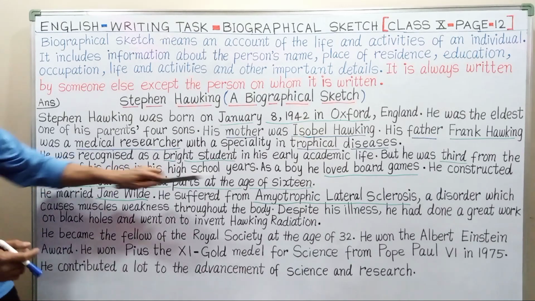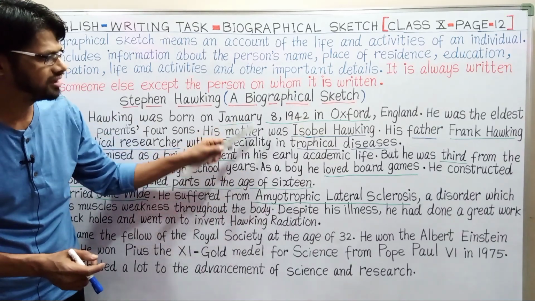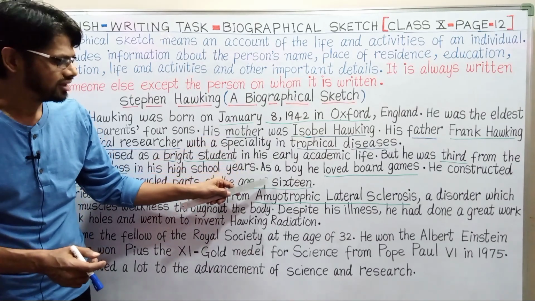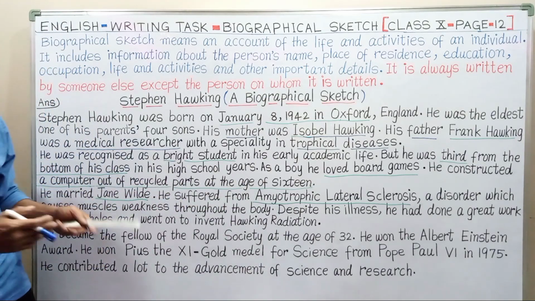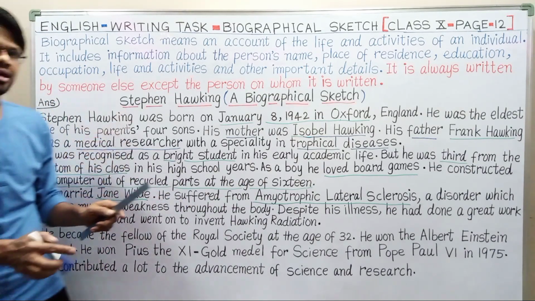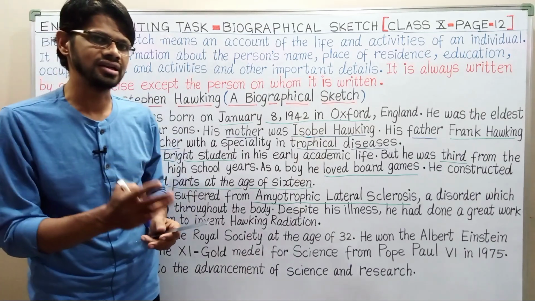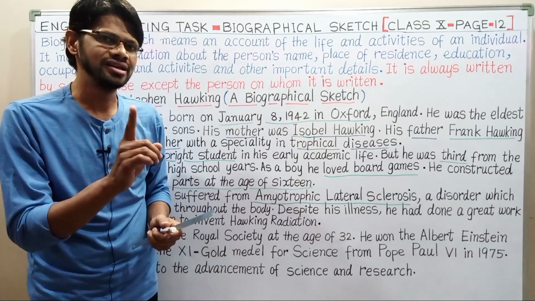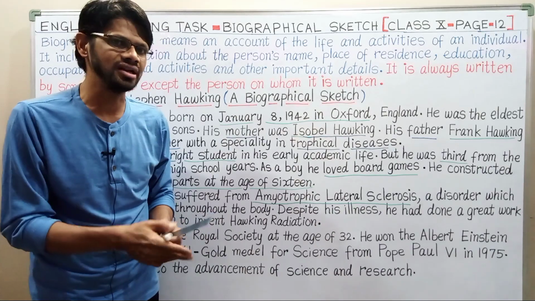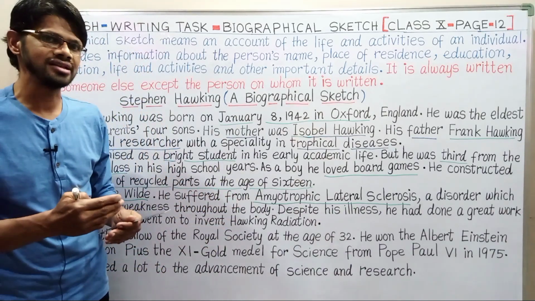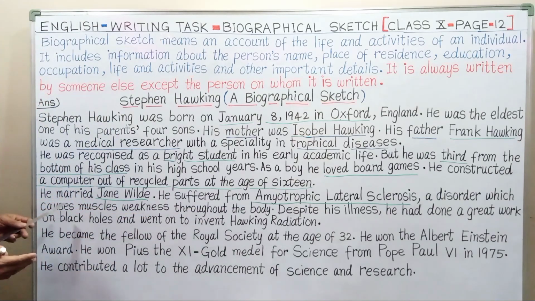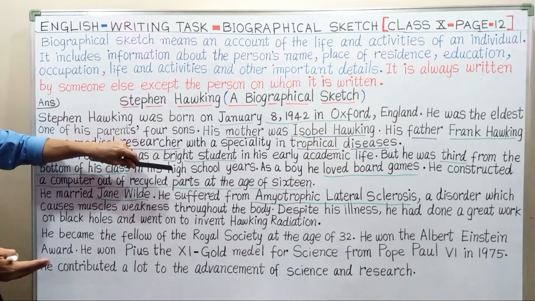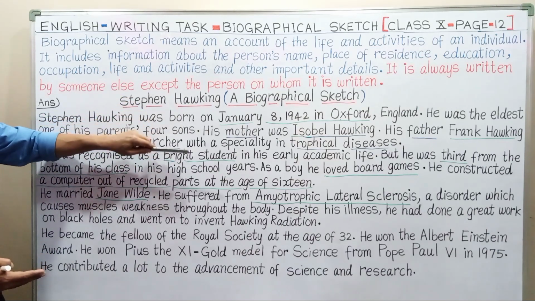He married. Now this is one paragraph we have completed about him: early childhood and school age and other things. Now after that, the marriage life. When it is marriage life, we have to change the paragraph. Any paragraph consists of a topic sentence and supporting details. So when we change the aspect, we have to change the paragraph. So he married. Marriage life.